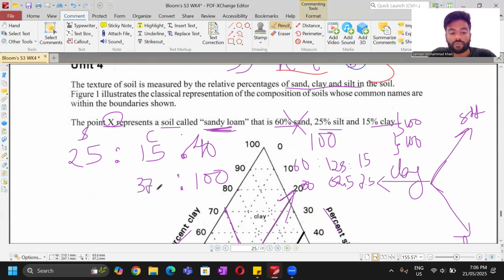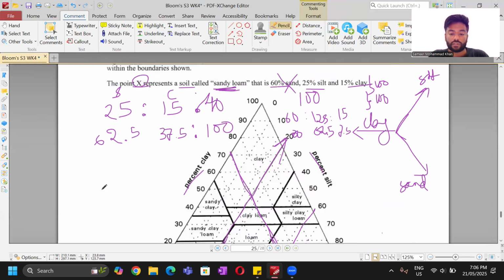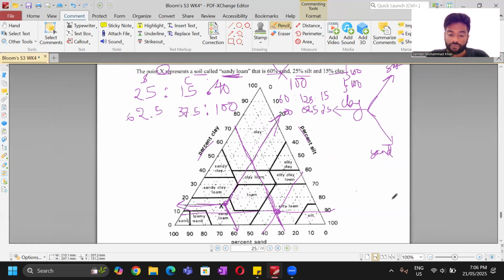37.5. So 15 times 2.5 is 37.5. 25 times 2.5 is 62.5. So the new combination is 0% sand, right? So in the 0% plane, meaning we're only in this edge, okay? 62.5% silt, meaning again, we're here, so to speak.